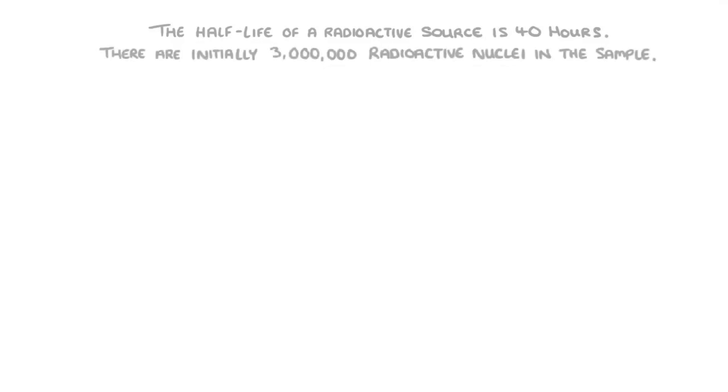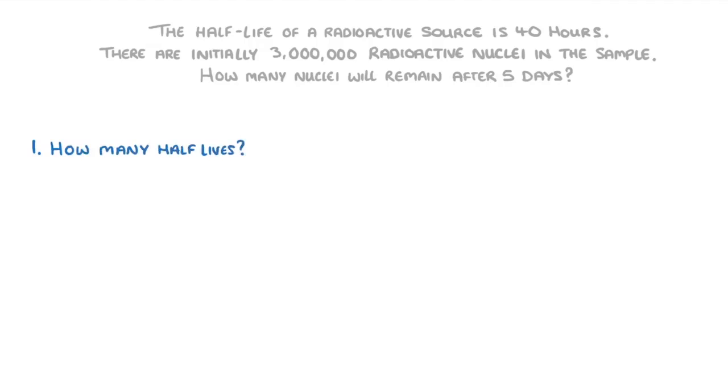Before we finish, let's try one quick question. The half-life of a radioactive source is 40 hours. There are initially 3 million radioactive nuclei in the sample. How many nuclei will remain after 5 days? In a question like this, the idea is to first find out how many half-lives there will be, and then halve the number of radioactive nuclei that many times.